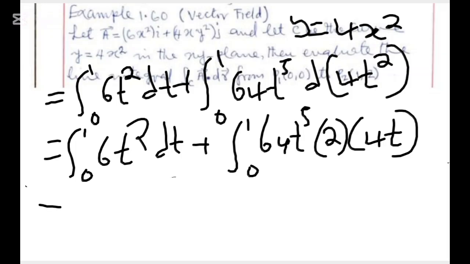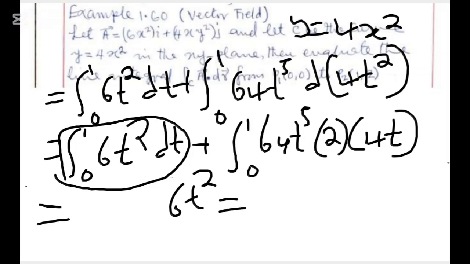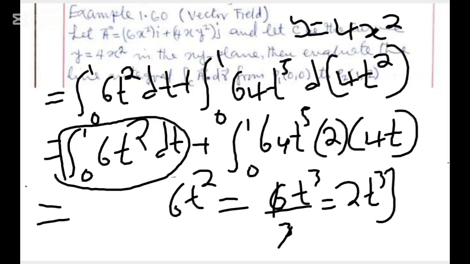So at the end, this should now be equal to, if I integrate this and then insert the limit, I'll get, if I integrate 6t squared, 6t power 3 divided by 3, and 6 divided by 3 is the same thing as 2t power 3, and don't forget with what?